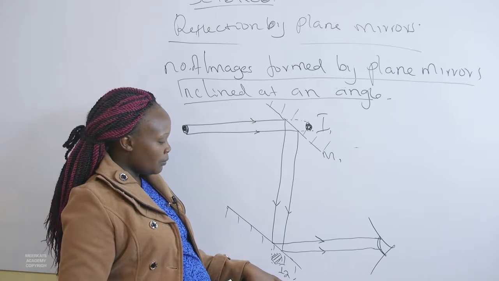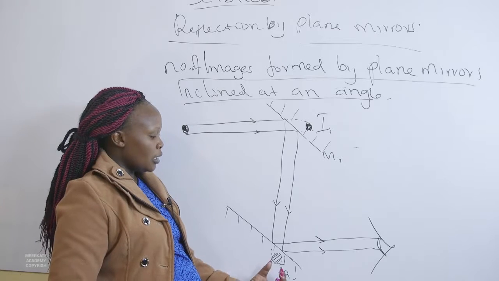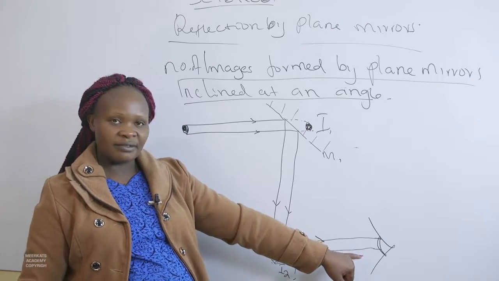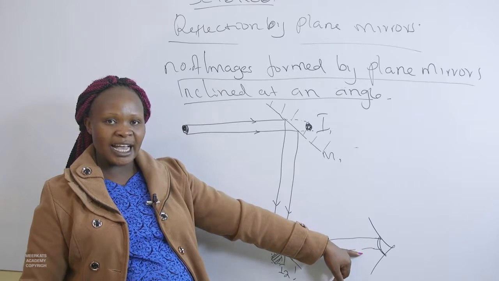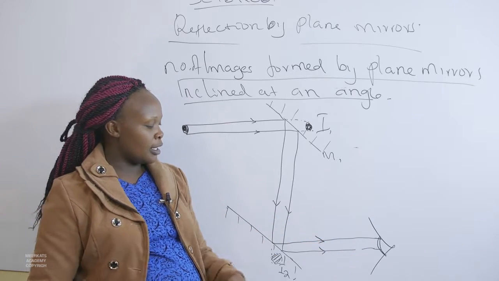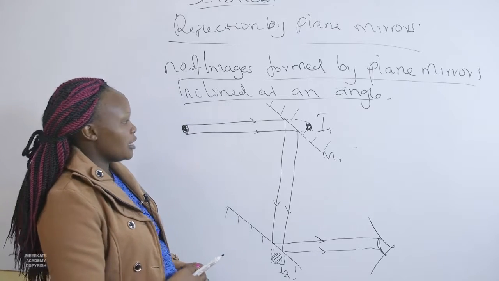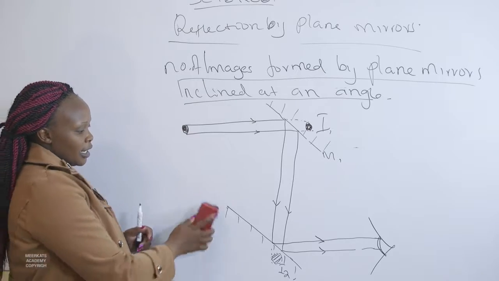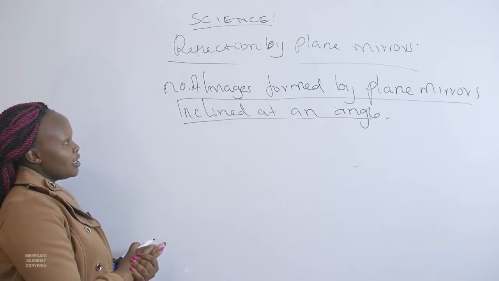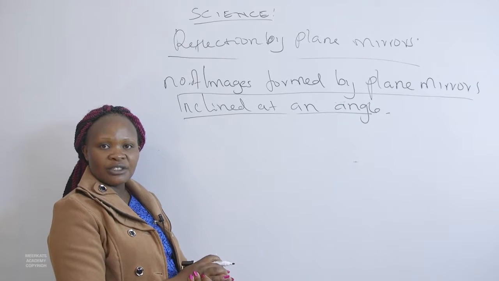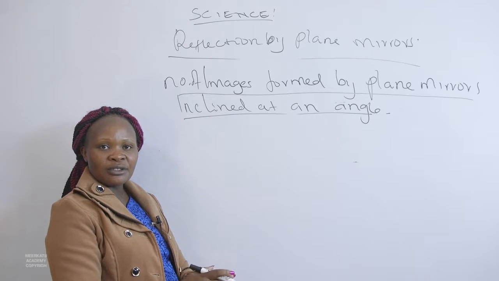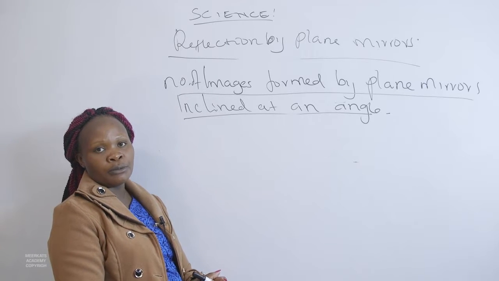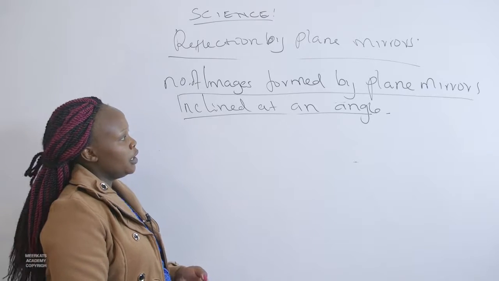Then the second mirror forms an image that is going to be perceived by your eye as the object. That is the relationship that exists between mirrors inclined at an angle. Depending on the size of the angle of inclination, we have a relationship that actually dictates the number of images that we are going to form.